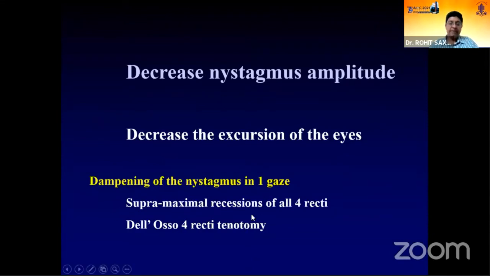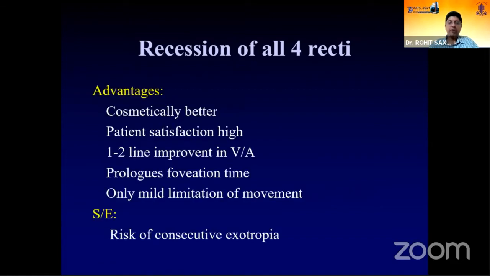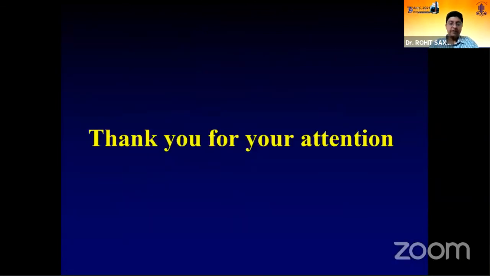Dampening of the nystagmus can be done by supramaximal recessions or the Hertel-Delosso procedure. Supramaximal, you do 12 mm recession of both lateral recti and 9 mm recessions of both medial recti, and this places them retroequatorially. And although this has a risk of consecutive exo, it is definitely useful, at least in the initial period. And the alternative is the Hertel-Delosso procedure, where they just disinsert, do a tenotomy, and then reattach the muscle. And this has been found to be fairly effective, but again, both of them tend to come back over time.